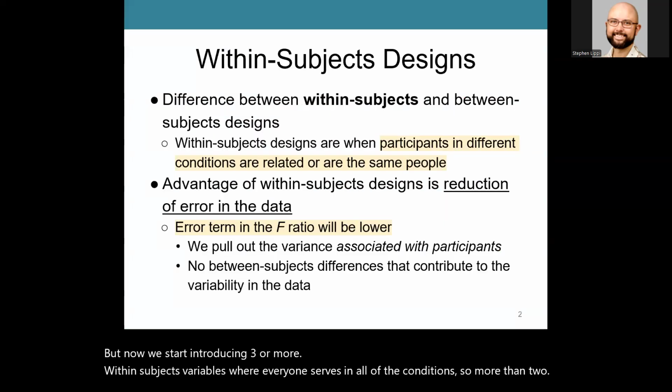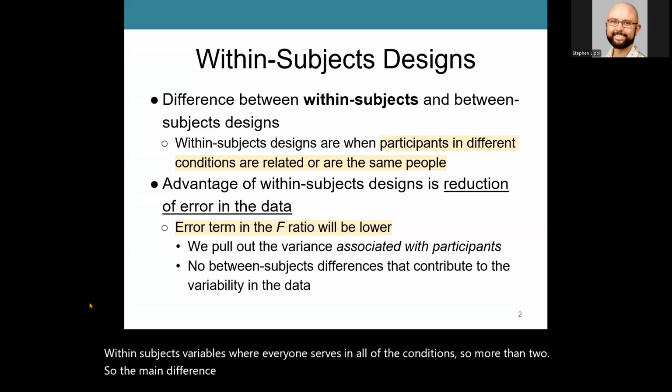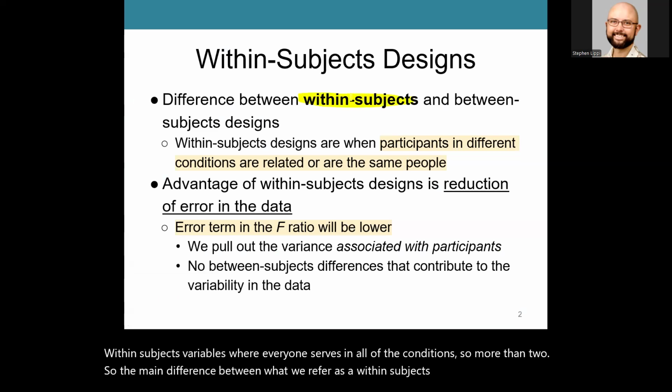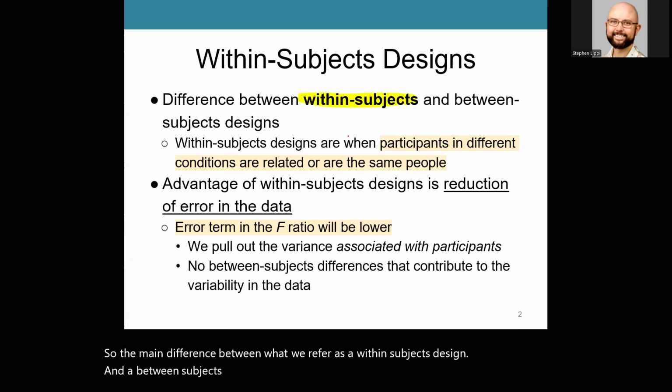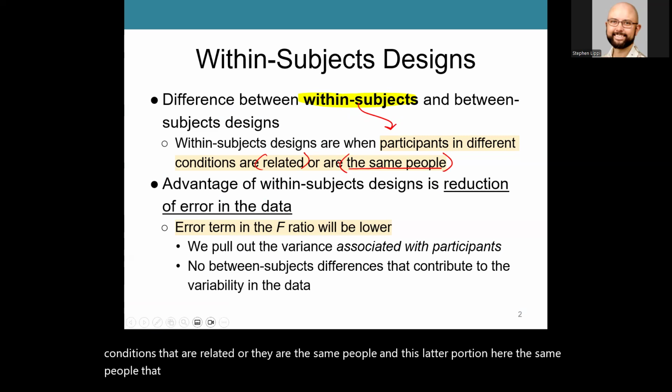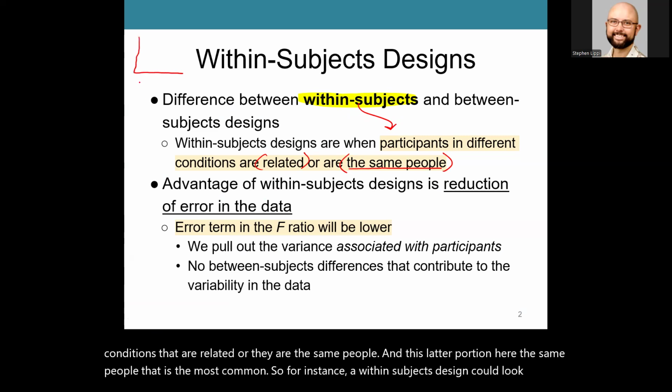So the main difference between what we refer to as a within subjects design and a between subjects design is that in a within subjects design, we have participants in different conditions that are related, or they are the same people. And this latter portion here, the same people, that is the most common. So for instance, a within subjects design could look something like this.